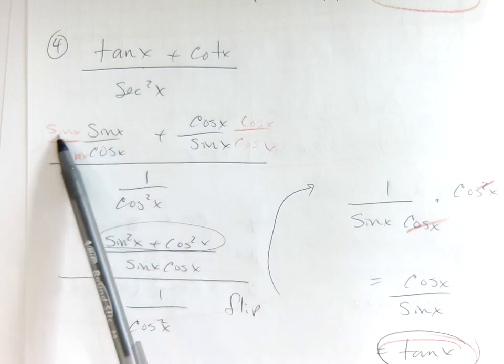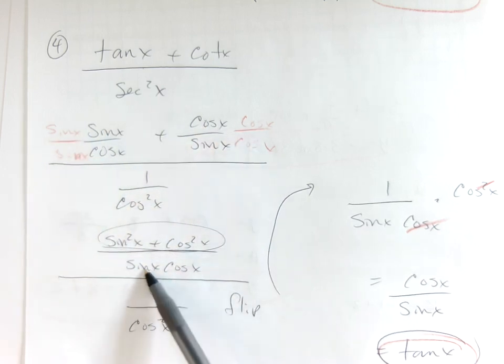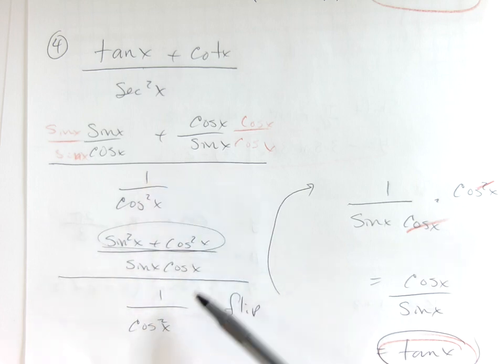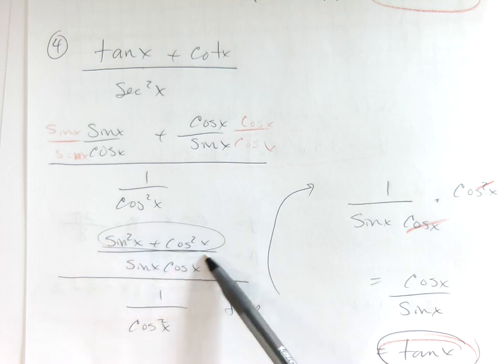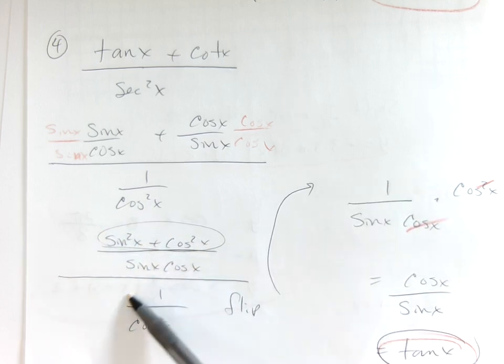All right, then I get a sine squared plus a cosine squared over my common denominator, sine cosine. All right. Now that's still being divided by 1 over cosine squared. Now this is a mess, but I'm going to fix it. So that is 1. That's an identity. That is 1 over sine cosine. And I'm going to flip it.